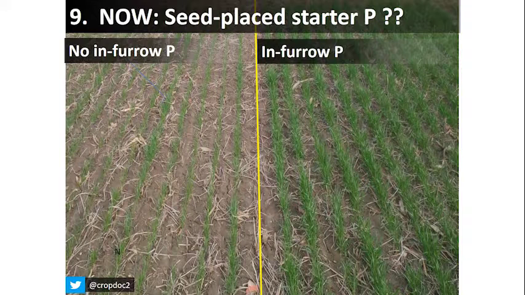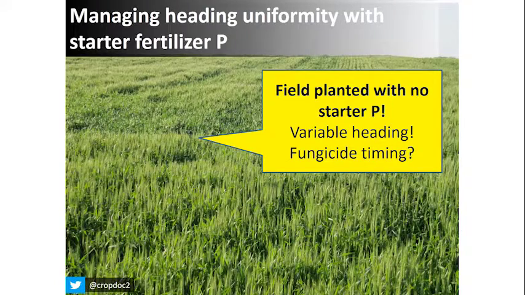So this is some of the long-term research. We have long-term fertility experiments as well in Ontario, and this is part of it in wheat. So this is no in-furrow P versus in-furrow P, and this one yielded 18 bushels per acre less than this one. But this one, of course, we've seen pictures out in the field.